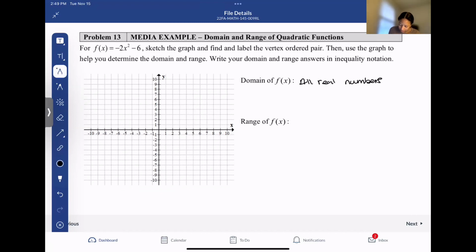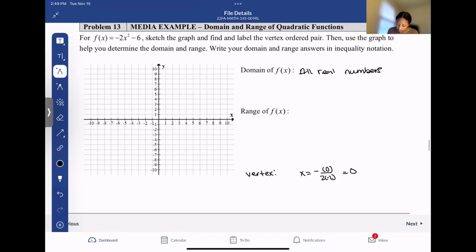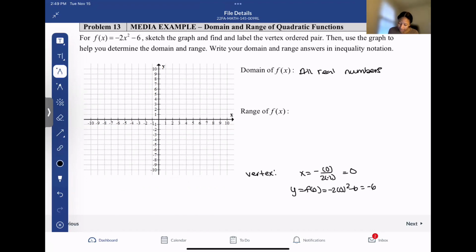For the vertex, if we're finding it algebraically, x would be equal to -0 over 2 times -2. That's just going to be equal to 0. So the x coordinate is 0. Y would then be equal to f of 0, which is -2 times 0 squared minus 6, or -6. The vertex is the ordered pair 0, -6, which is here.